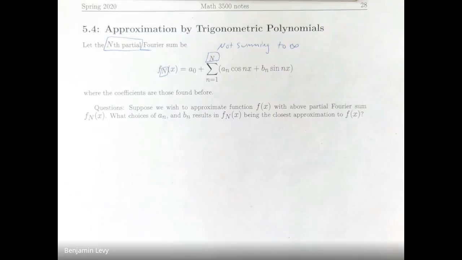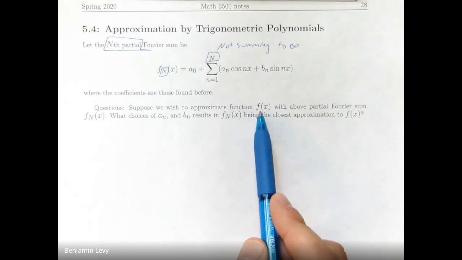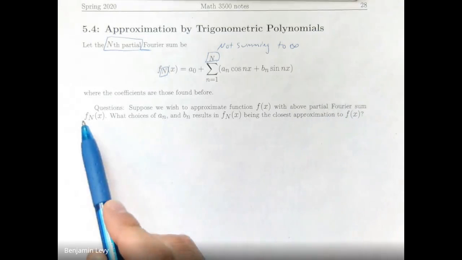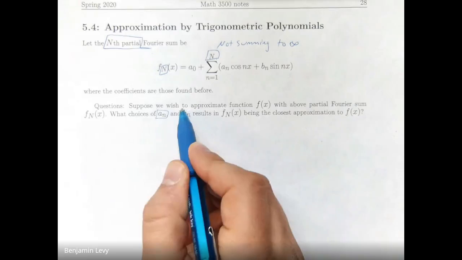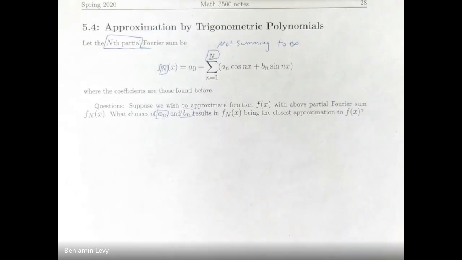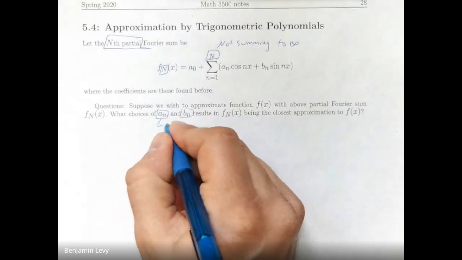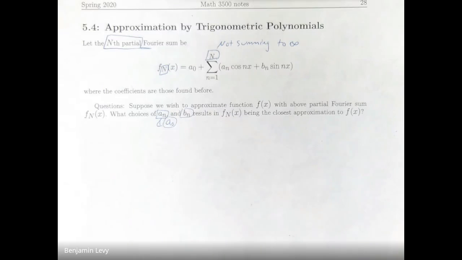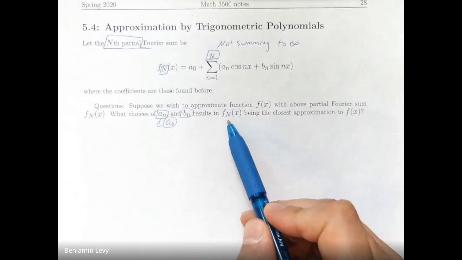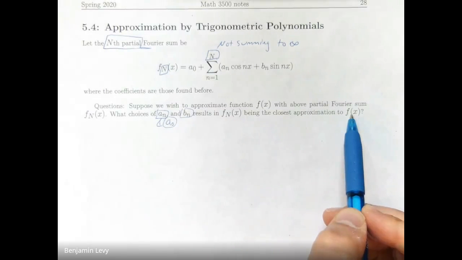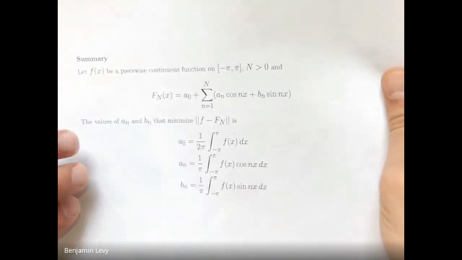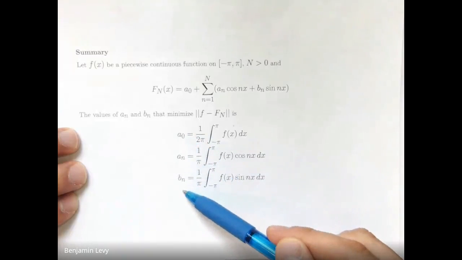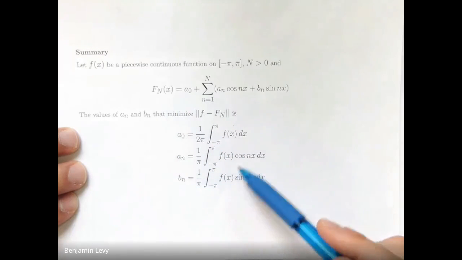Well, it begs this question. Let's say we want to approximate some function f of x, and it has the above Fourier sum. What choices of the coefficients, so a_n, b_n, and potentially a_0, I don't know why a_0 is not listed here, would make it so that our approximation is as close to f of x as possible? And so we already kind of know, based on what we've seen, that this is what the coefficient should be, right? When we have a Fourier series, these are the coefficients.